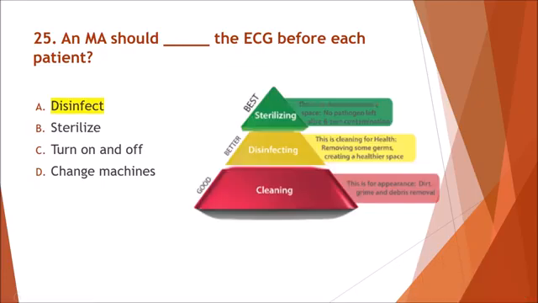The answer for this one should be disinfect. And disinfecting is when you use alcohol, Clorox, some sort of chemical to wipe down the machine. You're obviously not going to use soap and water because 1, it's not enough, and 2, you might damage the machine. Sterilizing, well, you're not going to sterilize the machine because the whole sterilizing process is pretty complicated and you can damage the machine as well. You would not turn it on and off, and you would not change machines unless there's something defective with the machine, but you should disinfect, wipe down the machine between each patient.